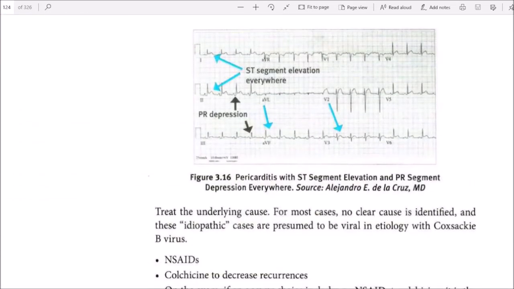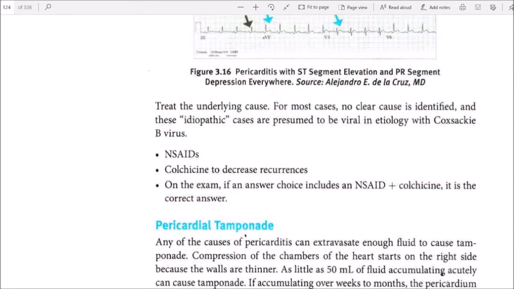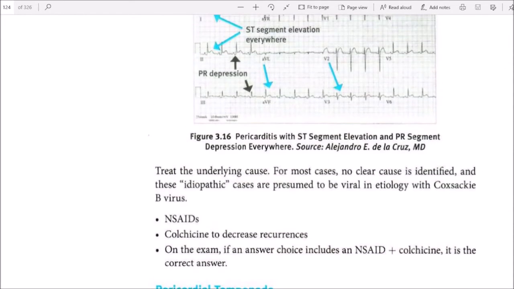Figure 3.16. Pericarditis with ST segment elevation and PR segment depression everywhere. ST segment elevation everywhere and PR depression everywhere. Treat the underlying cause.